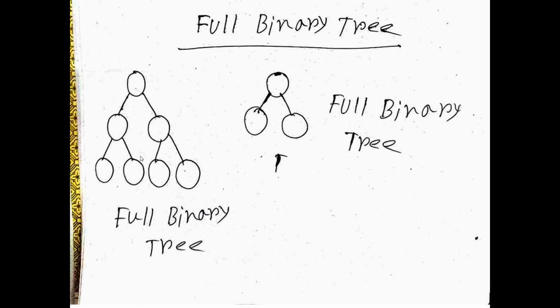Yes. Why? Every node other than the leaf nodes has exactly two children. Yes, this node has exactly two children. This node has exactly two children. This node has exactly two children. Yes, it is a full binary tree. In the same way, in this tree, other than the leaf nodes, the other nodes have exactly two children. Yes, it is a full binary tree.